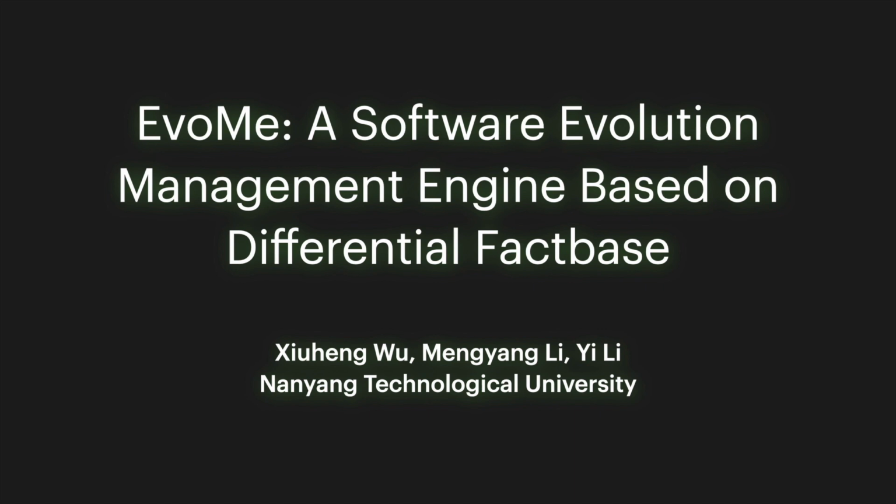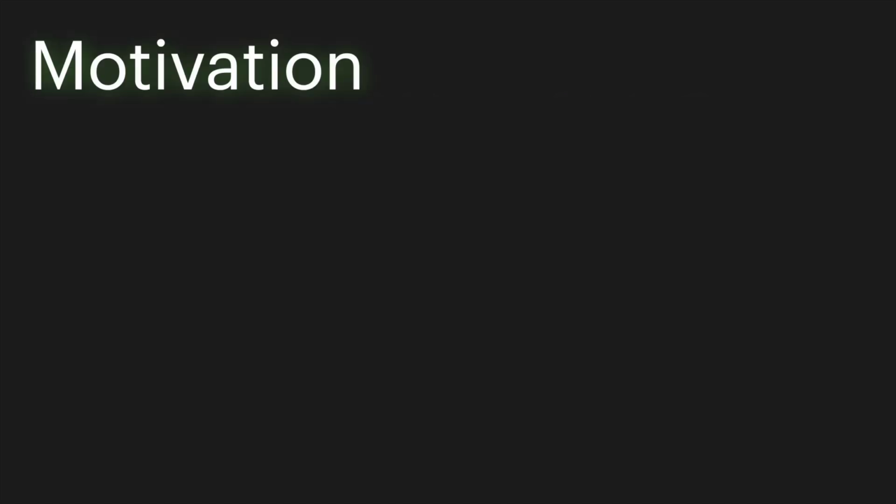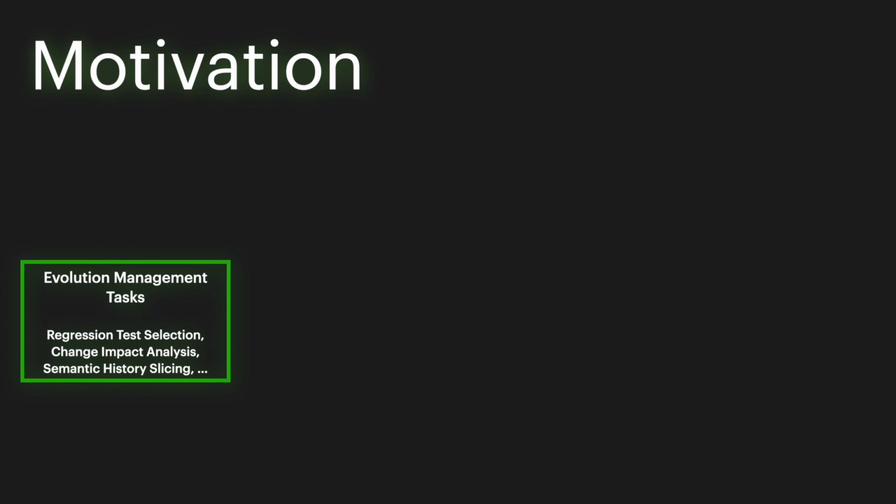Welcome to the demonstration of our tool, EvoMe, a software evolution management engine based on differential Factbase. Managing large and fast-evolving software systems can be a challenging task. Numerous solutions have been developed to assist this process, enhancing software quality and reducing the development cost. These techniques, for example, regression test selection, change impact analysis, and semantic history slicing, are often built as standalone tools, unable to share or reuse information among them.